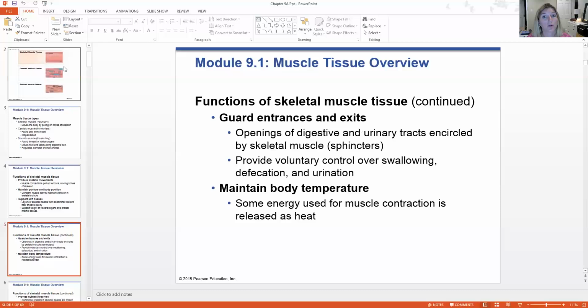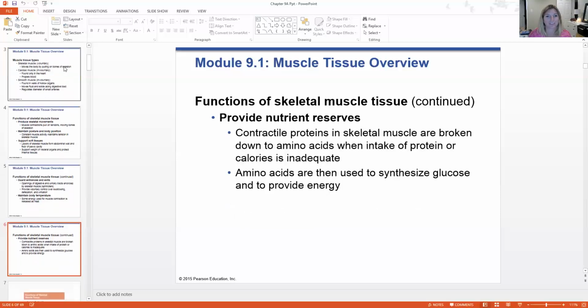They also help to maintain our body temperature. When you're cold, what do you do? You shiver. You're contracting your muscles to produce body heat. The friction from your muscles contracting produces body heat. We'll get into all of that when we get into temperature regulation next semester. There's a whole lesson associated with that.